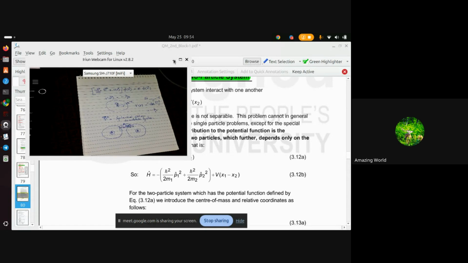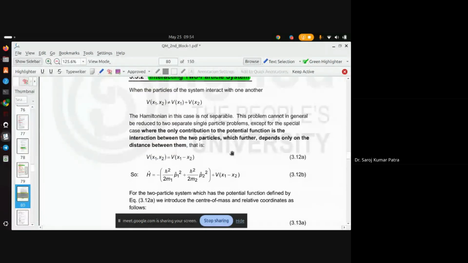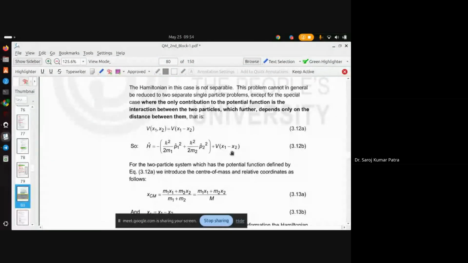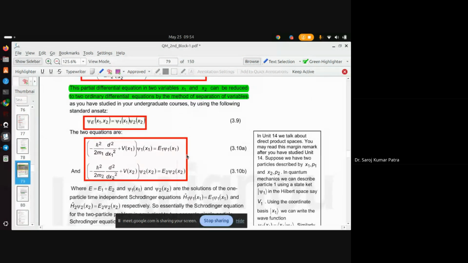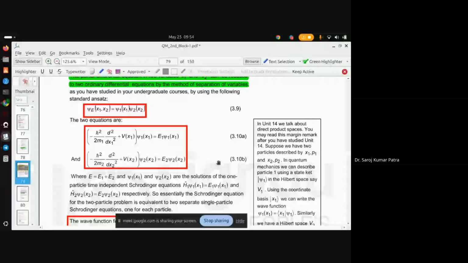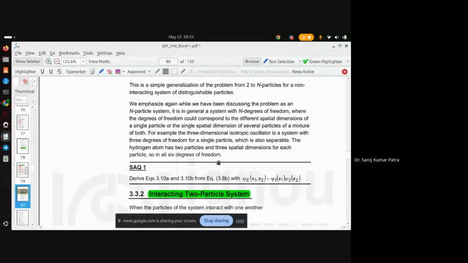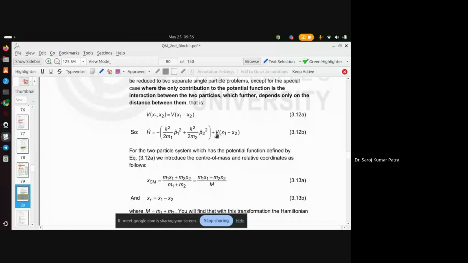Yes, sir. So if that is the case, what we can do is try to employ some kind of mathematical technique so that we get two independent equations like this one. If we can get two independent equations like these two, 3.10a and 3.10b, life will be easy. But here they are coupled, because the potential depends on x1 minus x2.